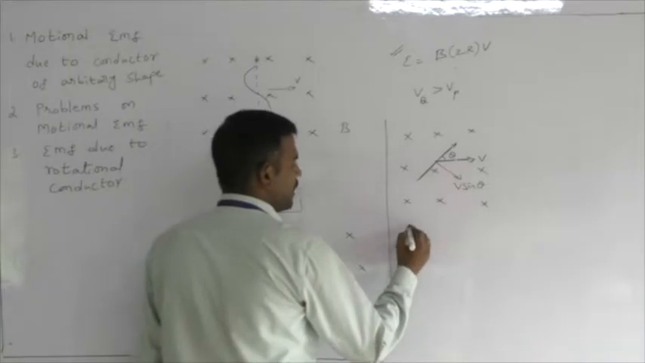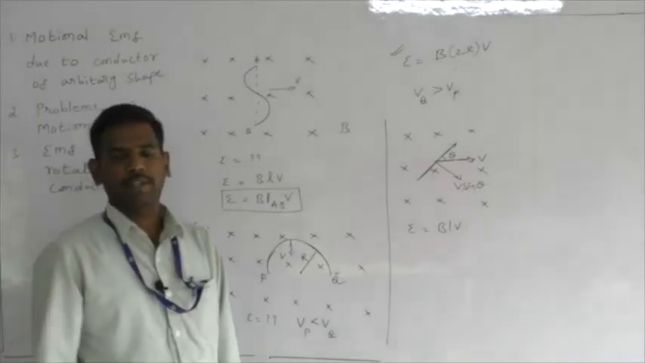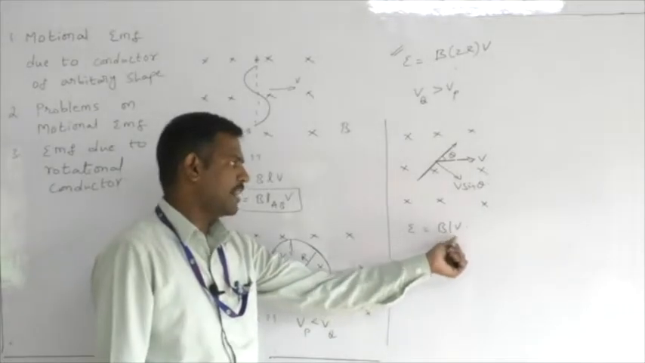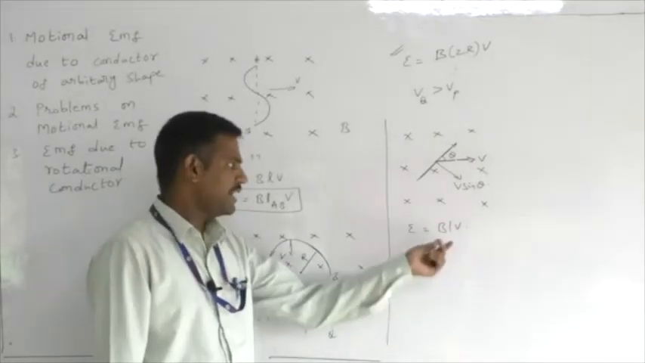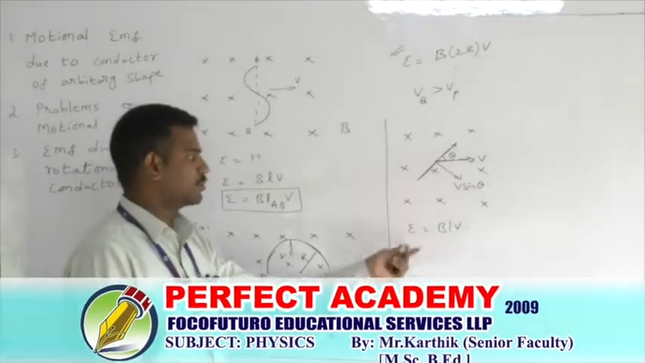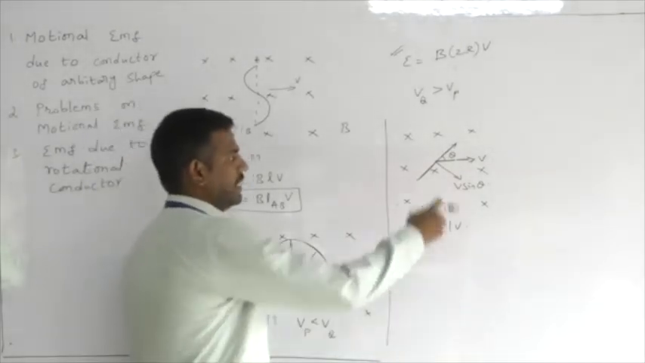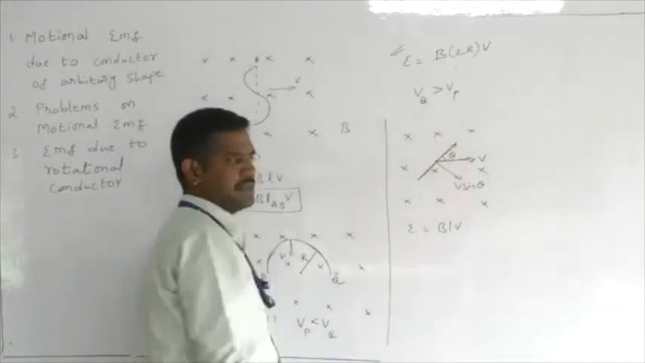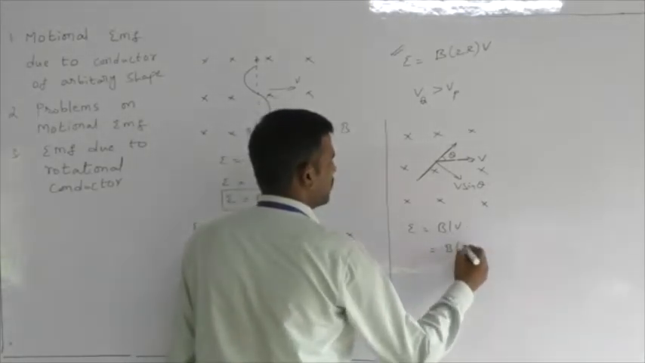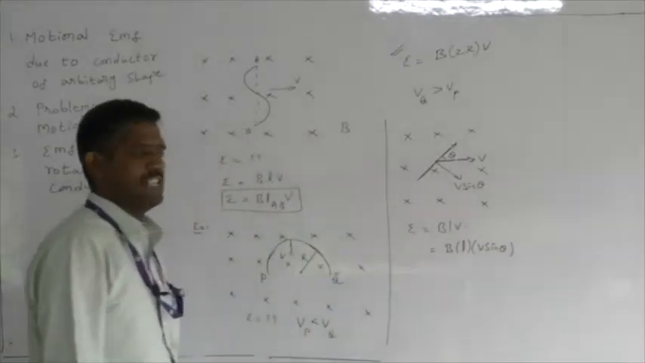And this motional EMF formula, E equals BLV, holds good whenever all three components are perpendicular to each other. That means if any one pair, either BL or LV or BV, becomes parallel to each other, there is no scope for getting induced EMF. All three parameters must be perpendicular to each other. And here V sin theta, length and magnetic field are all perpendicular to each other. Hence induced EMF is given as B into L into V sin theta. This is the magnitude of induced EMF.